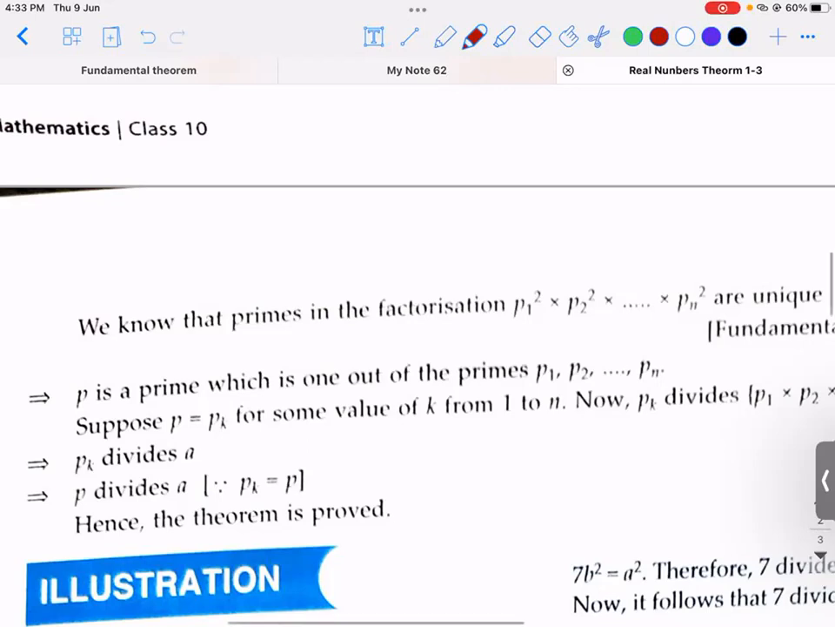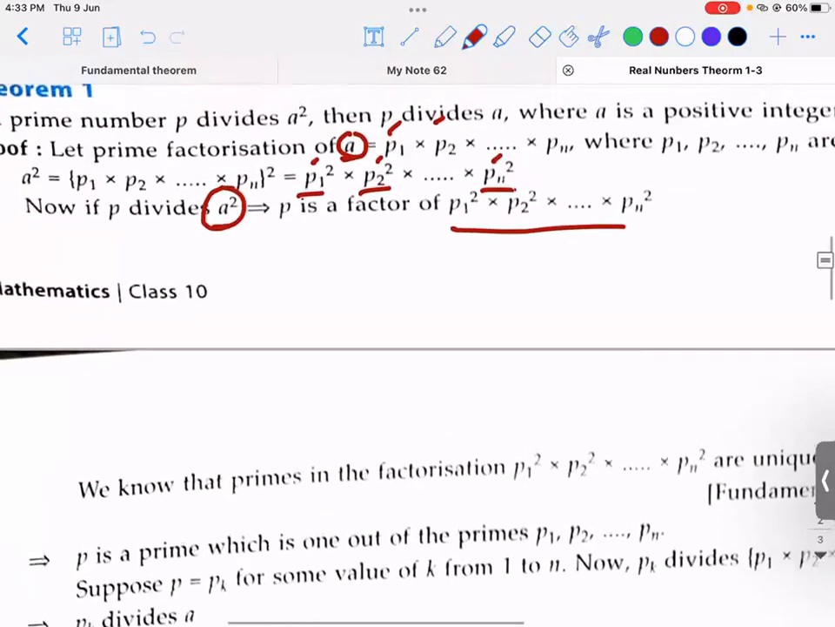So, what is the previous step that you told? P is a factor of P1 square into P2 square, so on till Pn square. So, how many factors did we try to write A square as? N factors. So, when P is also a member of this batch, then P should take any one of the values from 1 to N. That is the meaning of unique. So, I'll write this thing on the board. I know it is slightly tough, but think about it.